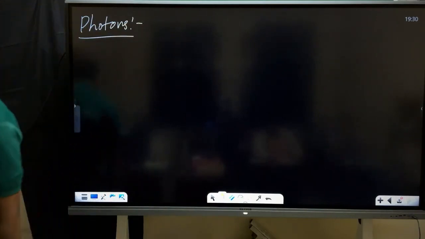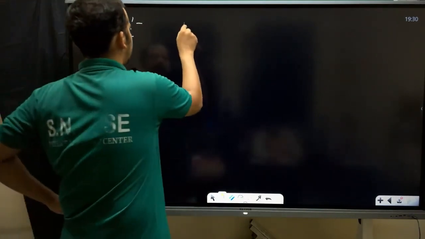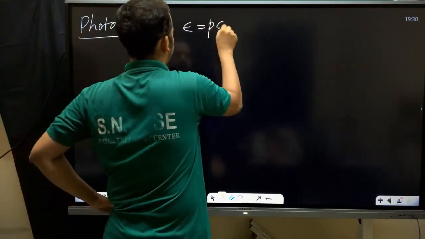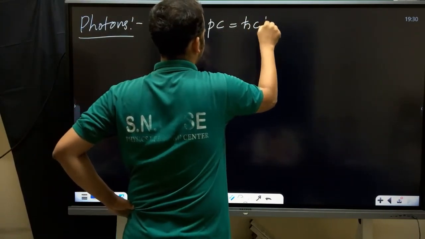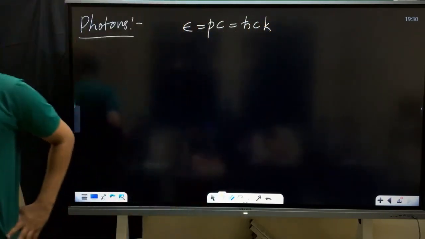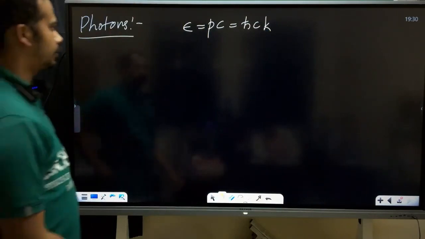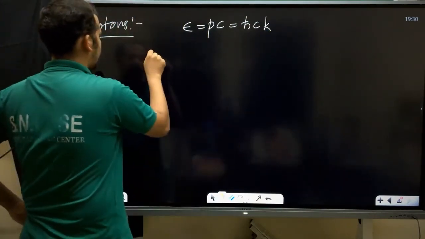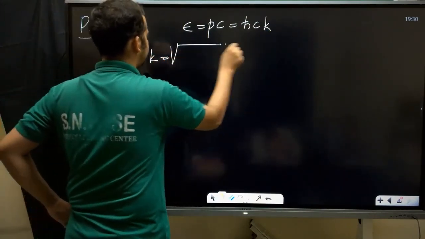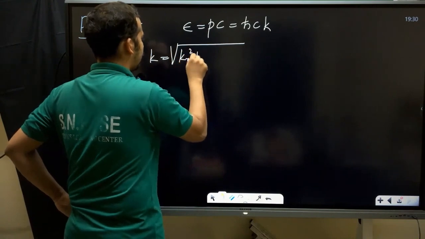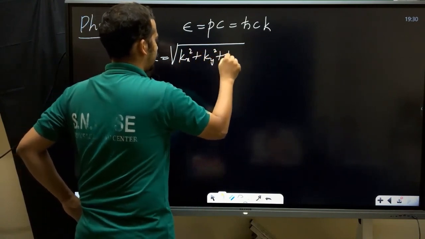For photons, what is the dispersion relation? E is equal to P into C, that's equal to H bar C into K. That's the photon energy expression. So K is nothing but root of Kx square plus Ky square plus Kz square.